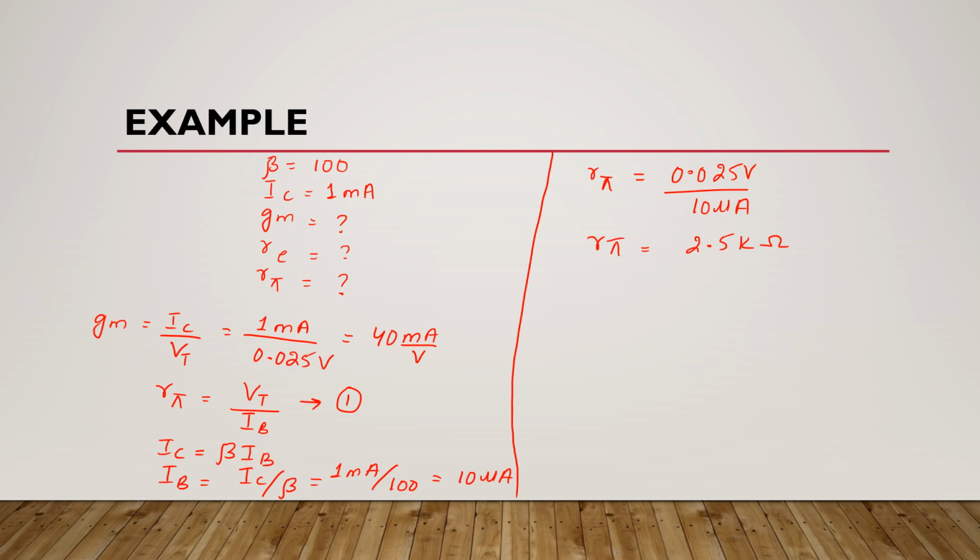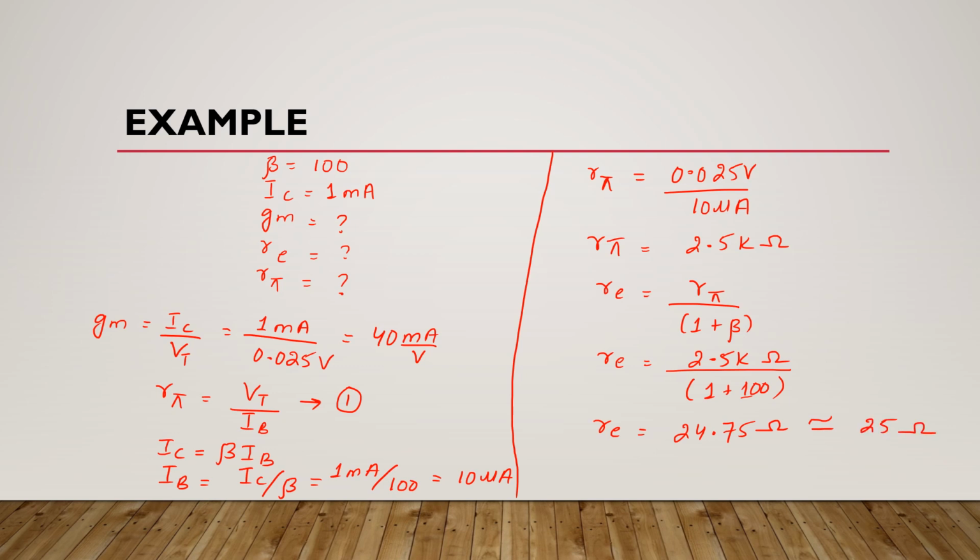Now we know that Re is equal to R pi divided by 1 plus beta, and here we know that this R pi is 2.5 kilo ohms and this beta is 100. Okay, so after solving this you will get 24.75 ohms and it is approximately equal to 25 ohms. Okay, so this is your answer.